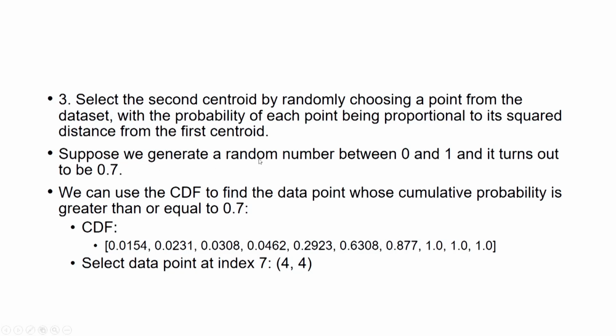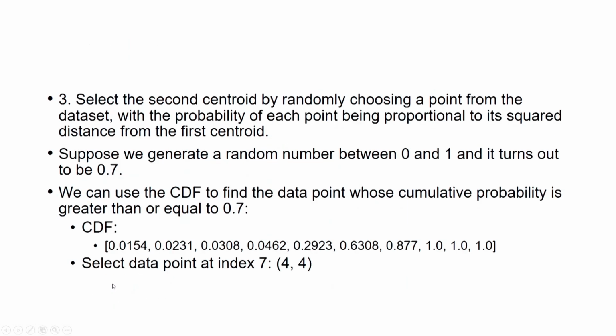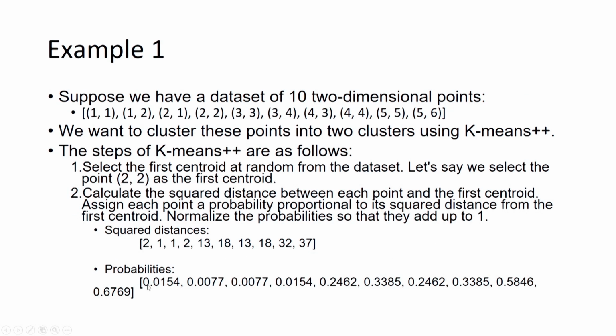Suppose the randomly generated number that we generate between 0 and 1 is 0.7. We will need to calculate the cumulative distribution function. These are the probabilities, this is the probability distribution. From that probability distribution we can find the cumulative distribution function. How will we get it? This is the first probability.